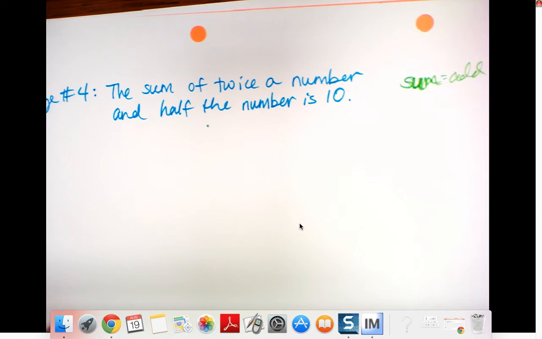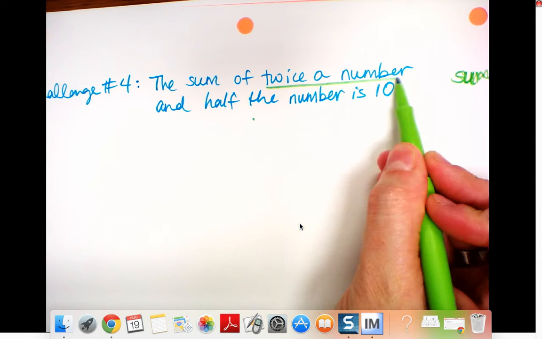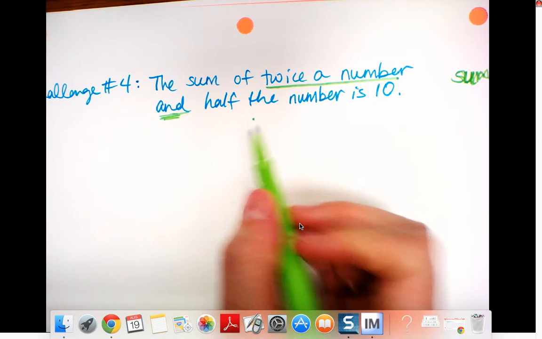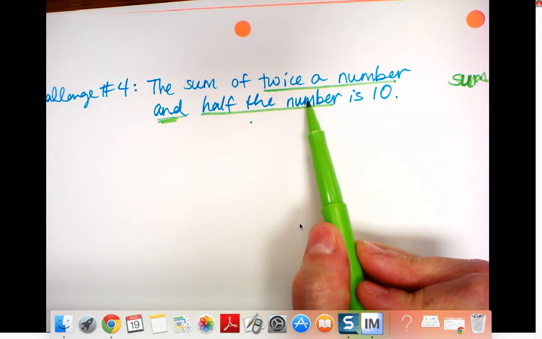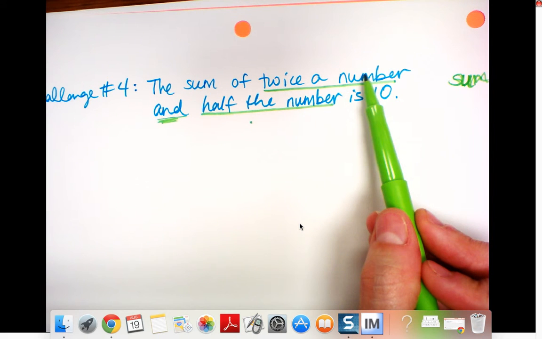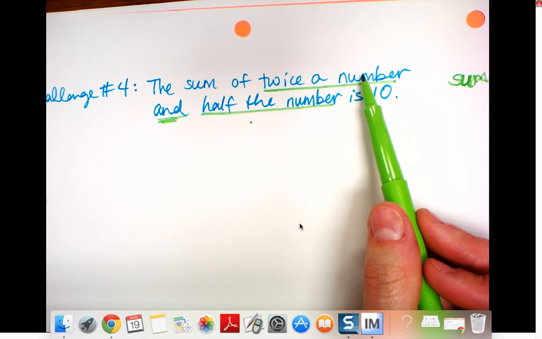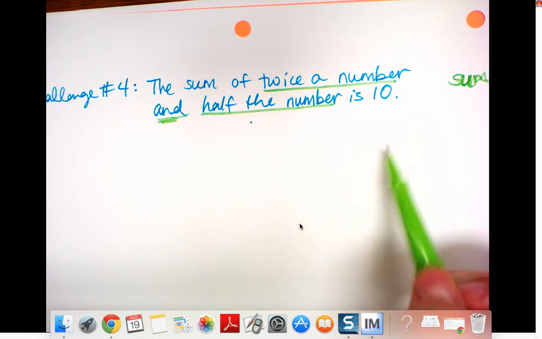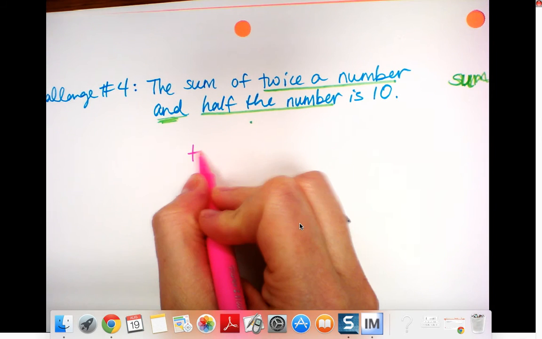So it's telling us that there's the sum of twice a number and half the number. So the number is referring to a number. So it's the same number they're talking about, so therefore we will use the same variable to represent both. So we know sum means to add. I can go ahead and put my addition sign.